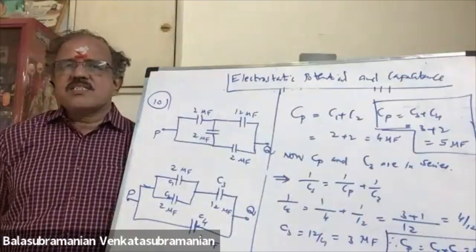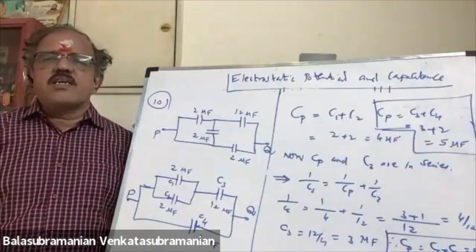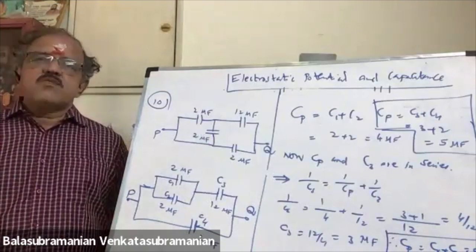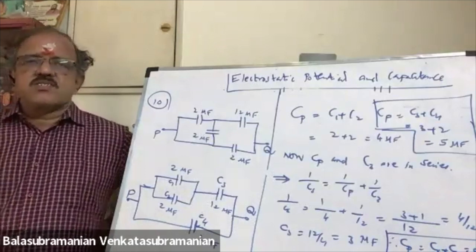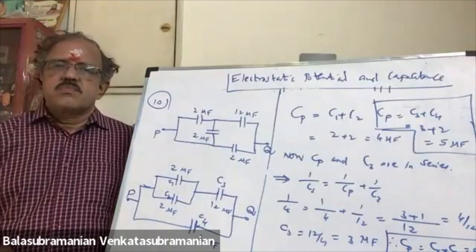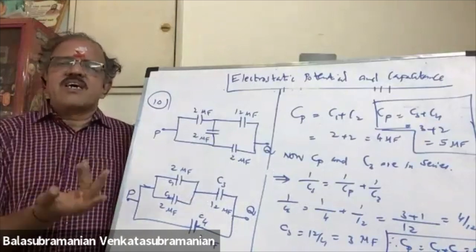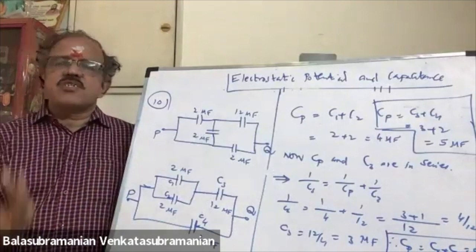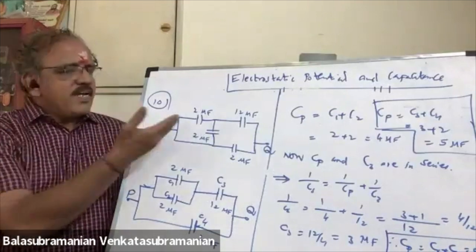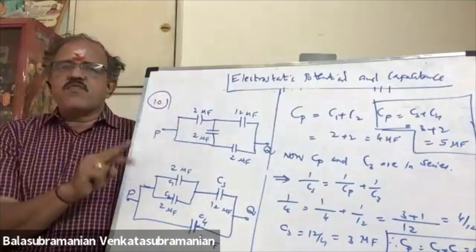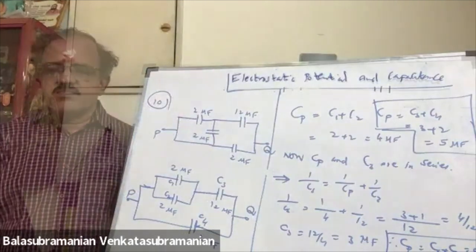If it is other than the normal, try to draw the equivalent circuit for those capacitors. If it is straight away connected in series parallel combination, you can write directly. But for a question like this, you have to draw the equivalent circuit, and from that you can calculate. 11th one.